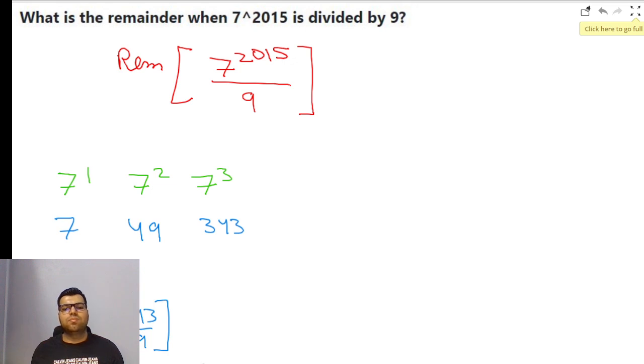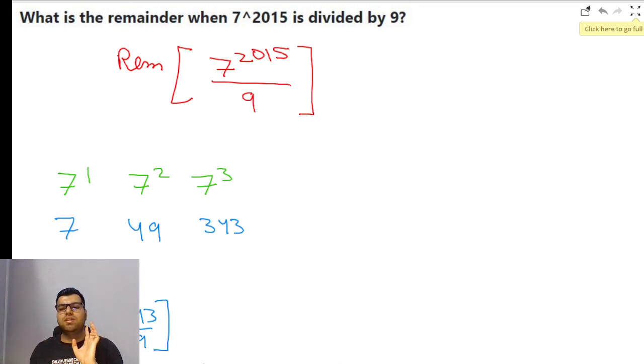It's a simple thing, so I'm explaining it to you. If you have 343, just add the digits: 3 plus 4 plus 3. What is it? This is 10. Now 10, just add the digits again: 1 plus 0, 1. So keep on repeating this process till you have just one digit.